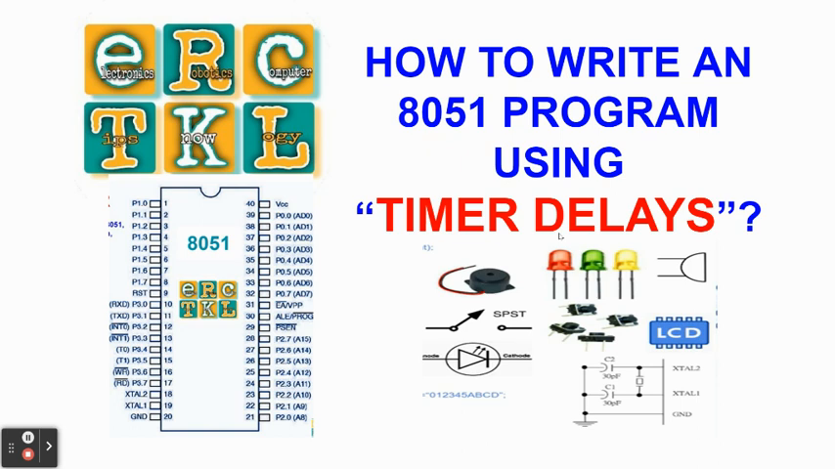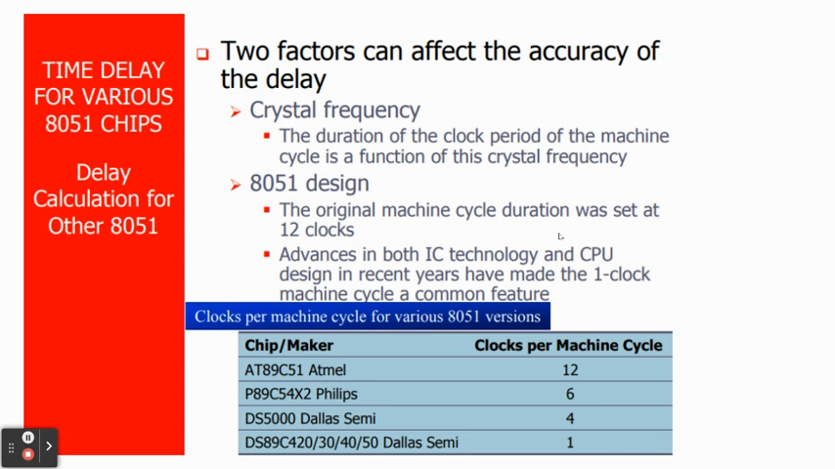In this video, you will learn how to write an 8051 program using timer delays. First, let's talk about the time delay for different kinds of 8051 chips. There are two factors that can affect the accuracy of the delay. First of all, we have what we call the crystal frequency. The duration of the clock period of the machine cycle depends upon the crystal frequency. So this is considered first.